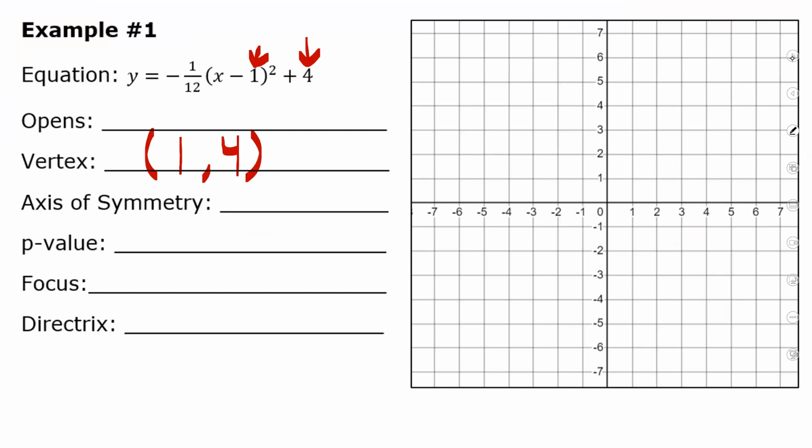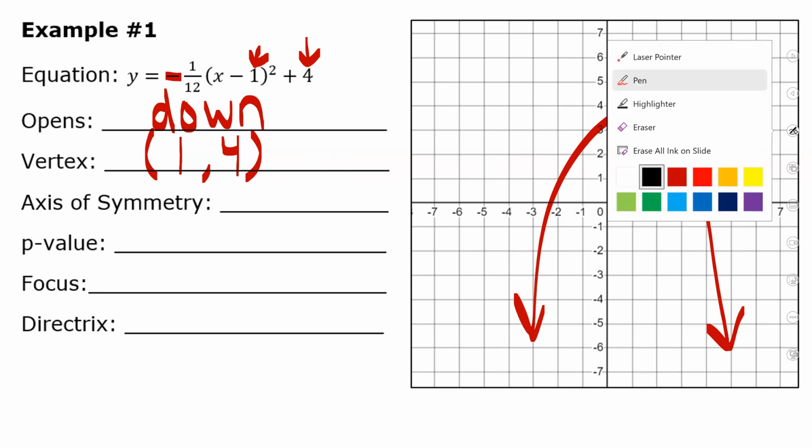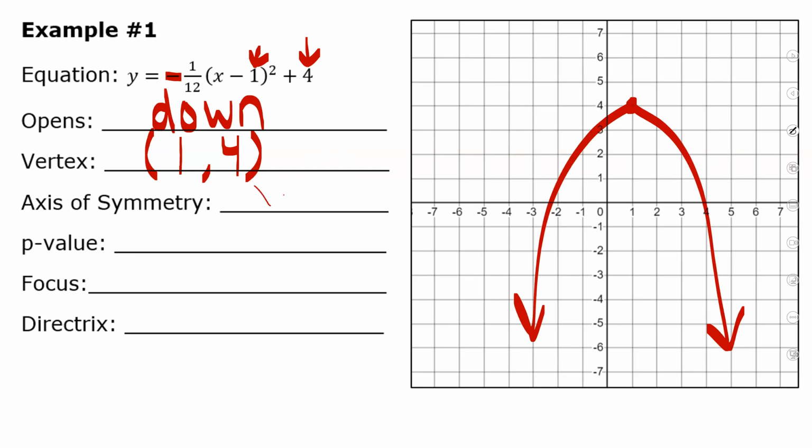So let's go ahead and plot the vertex. 1, 4, my vertex is right here. Will it be facing up or down? Down, because there's a negative right here. So I know it's going to be facing down. So you guys can write the word down. So when I graph it, it's going to look something like this. It's going to be facing down. And what is my axis of symmetry? Yep. So my axis of symmetry is going to be x equals 1. Because if I split down the middle, it crosses the x-axis at 1.